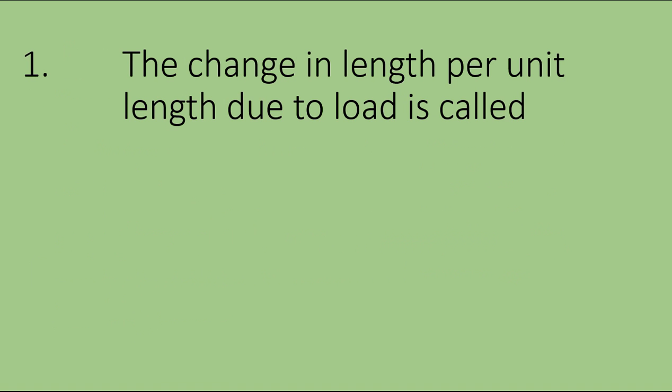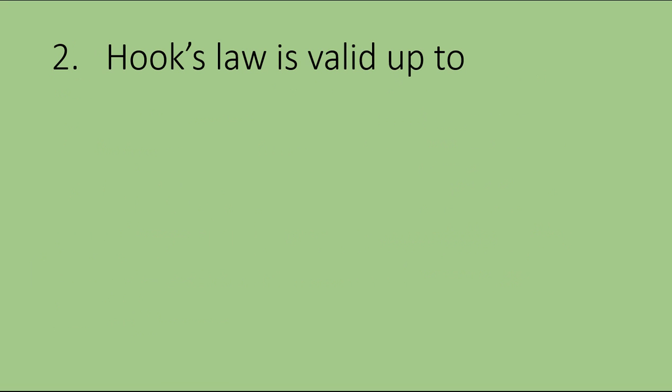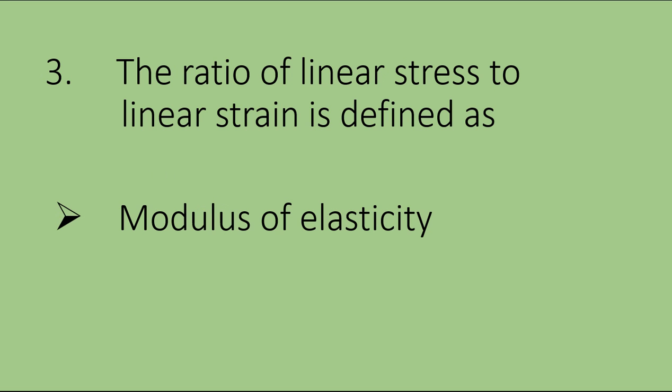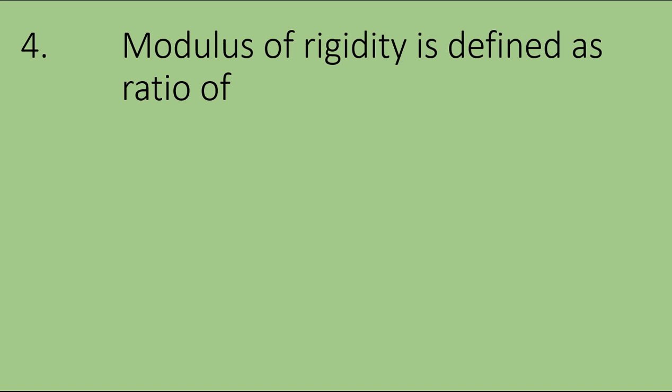1. The change in length per unit length due to load is called. Answer: strain. 2. Hooke's law is valid up to. Answer: elastic point. 3. The ratio of linear stress to linear strain is defined as. Answer: modulus of elasticity.